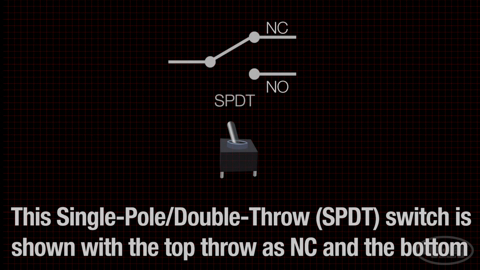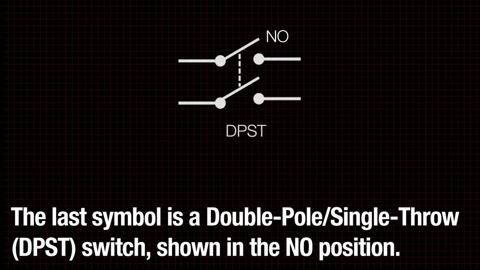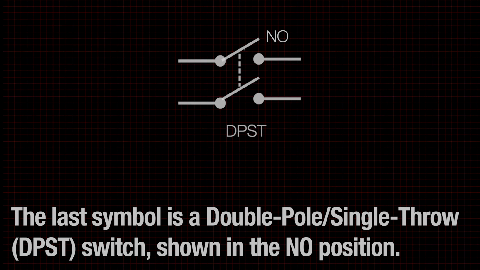This is a single-pole, double-throw switch, drawn with the top throw representing the normally closed position and the bottom normally open. When the switch is toggled, it flips between the two positions. The last symbol is a double pole, single throw switch, drawn in a normally open position.